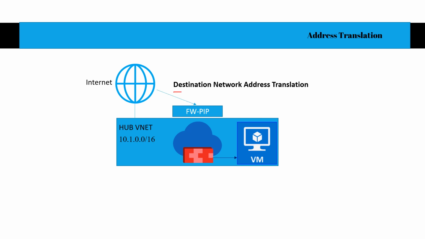Similarly, another option is destination network address translation. For example, you want to hide your resources behind the firewall, and you want to utilize the IP addresses which are configured on the firewall itself. So these are going to be the public IP addresses, hence the flexibility given to you. You can add up to 250 IP addresses. Once you create a rule, users from the internet will be hitting your public IP address on the firewall, and that will be translated back to your VM.